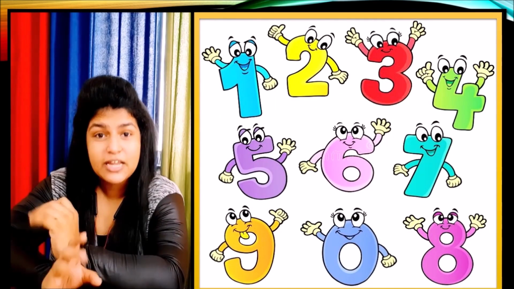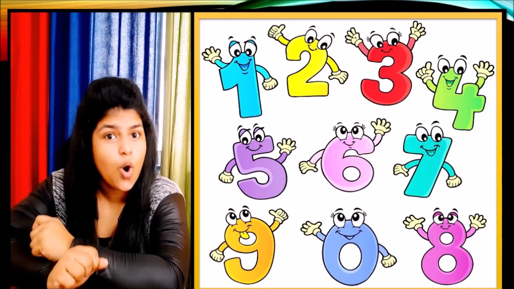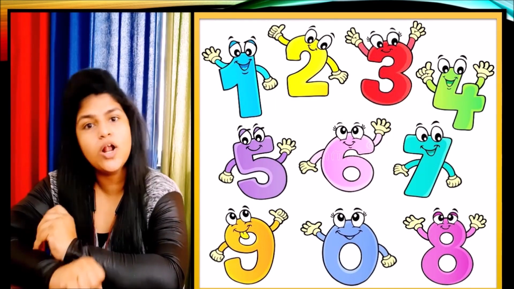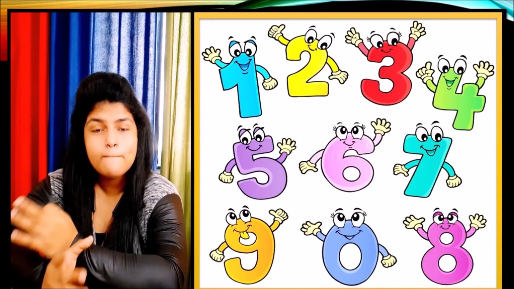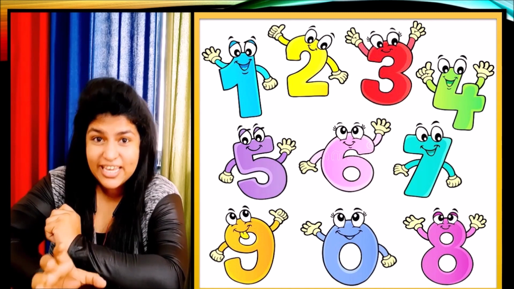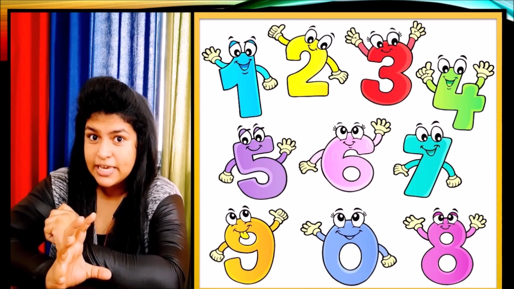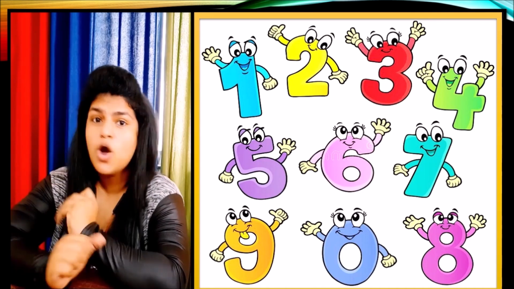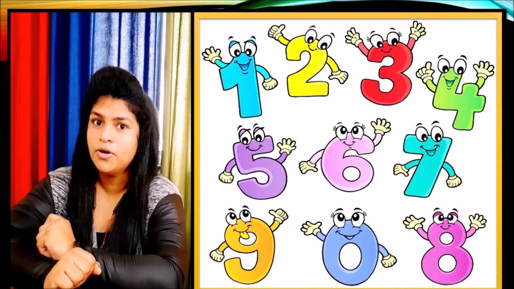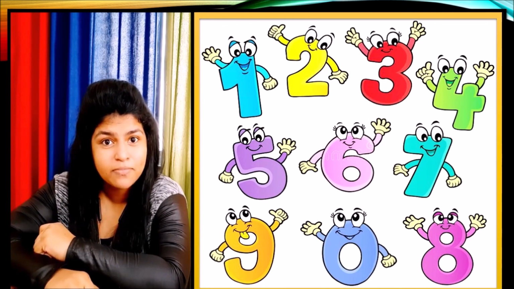Do you know the numbers are actually not all the same? They all are called numbers, they all are called digits, they all are called figures. But actually each number is big or small. It's bigger than the other number or smaller than the other number. They are not all the same.